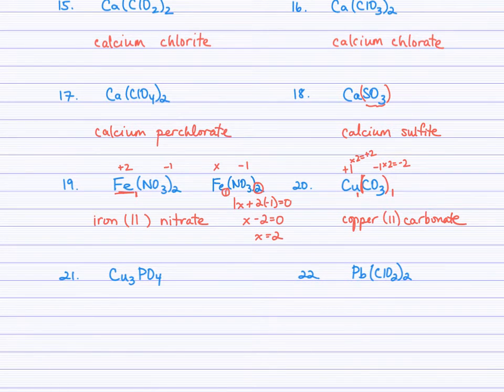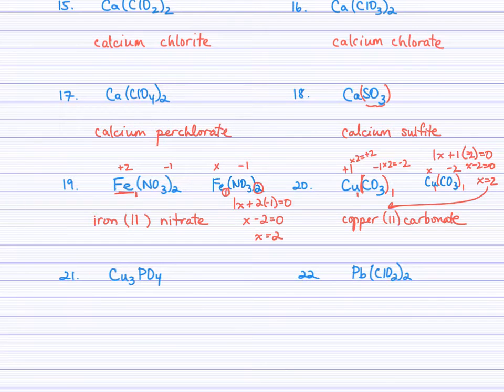If you had done the algebra, CuCO3, you would have had your brackets go in and a 1 at the end. So it would be 1 times X plus 1 times the charge of the carbonate, which is -2, and that equals 0. So X minus 2 equals 0, X would equal 2, there's our 2.